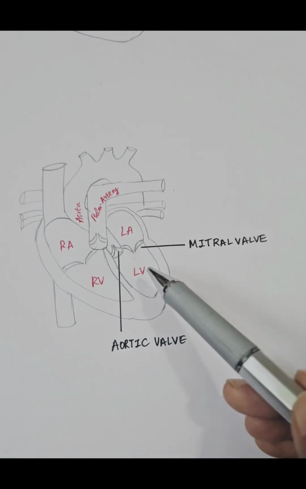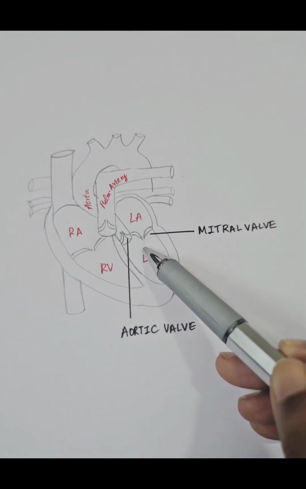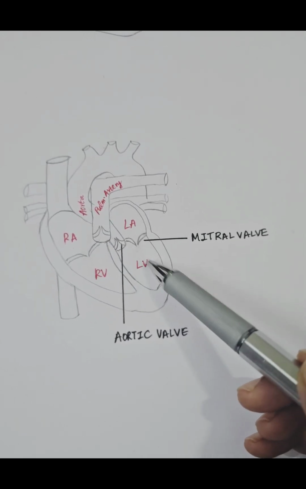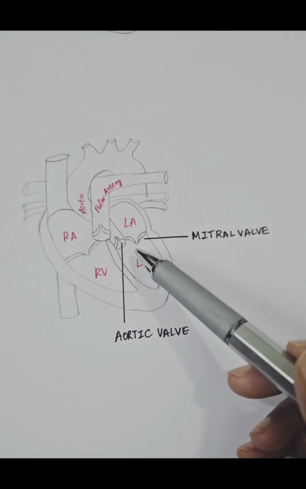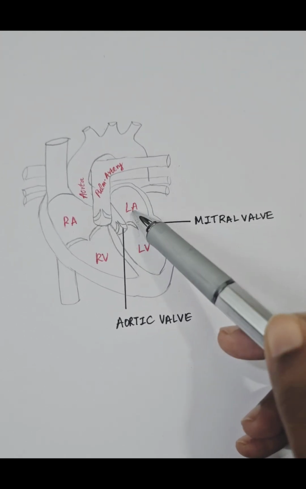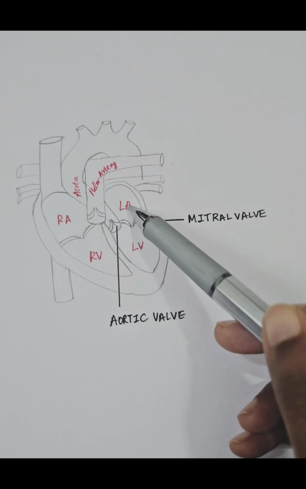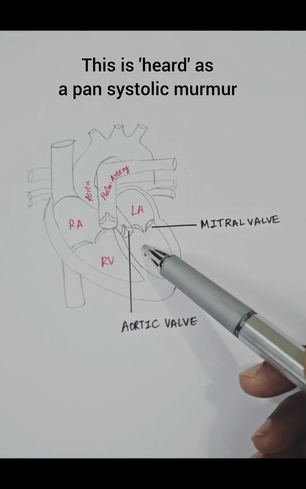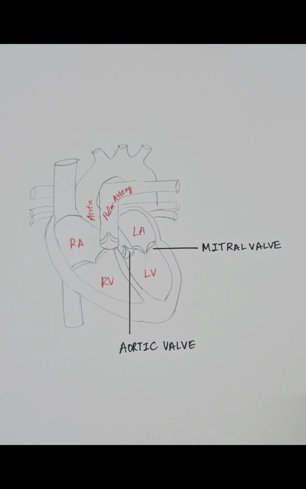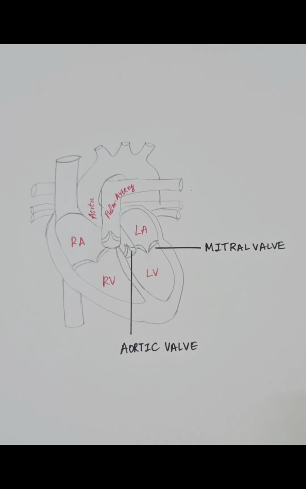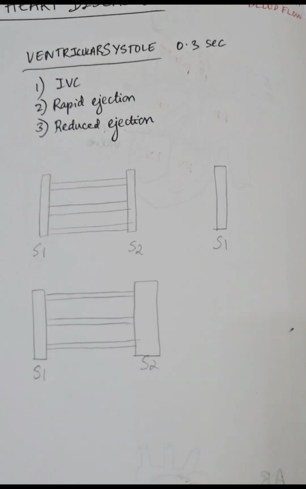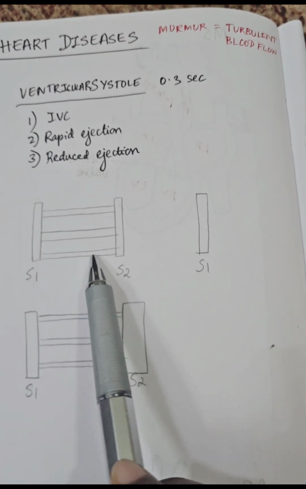So what do we see? During all the three phases of ventricular systole, isovolumetric contraction, rapid ejection, reduced ejection, blood is going from the left ventricle to the left atrium. During the entire length of the systole, blood is going from the ventricle to the atrium. Blood is regurgitating, it's going back. So this is called a pansystolic murmur. Pansystolic means during the entire length of systole, blood is going from the left ventricle to the left atrium.